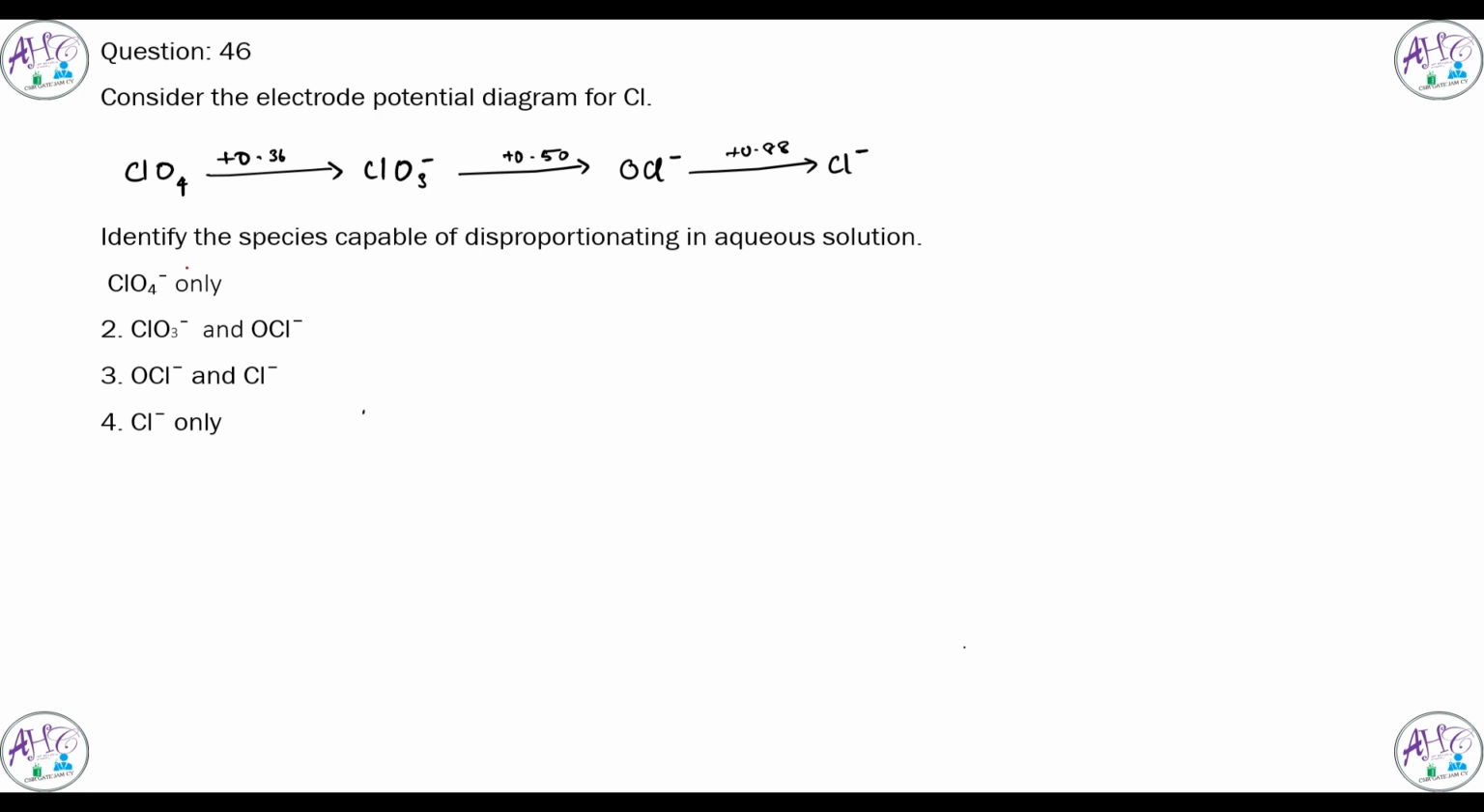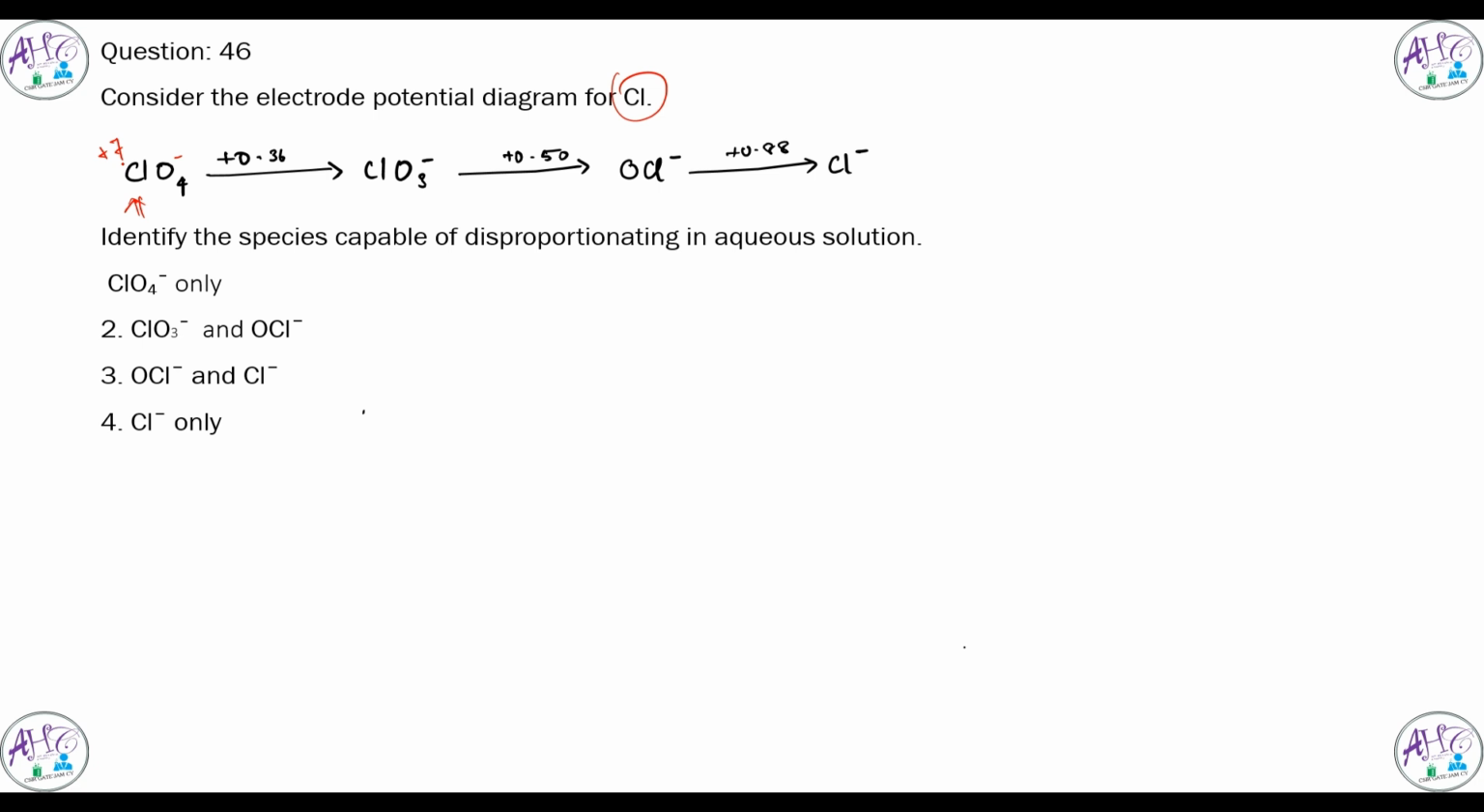Next question: consider the electrode potential diagram for fluorine. Identify the species capable of disproportionating in aqueous solution. Okay, so first we need to understand the oxidation state of this groups. So, okay, they are talking about fluorine group, so we need to focus on the oxidation state of fluorine. So if you see, this is actually ClO4 minus. So the oxidation state of fluorine here is actually +7.